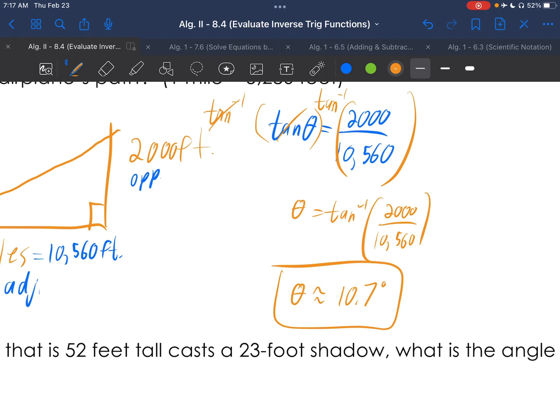And that means, by the way, that if you were to take the tangent of approximately 10.7 degrees, because we've rounded to get that, you would get approximately whatever 2,000 divided by 10,560 is.